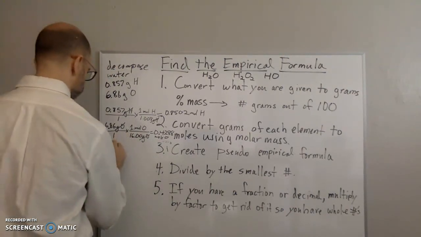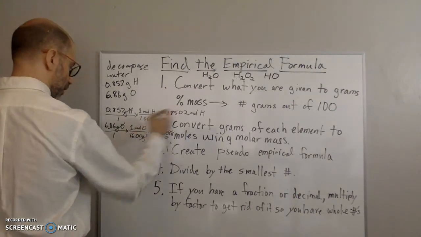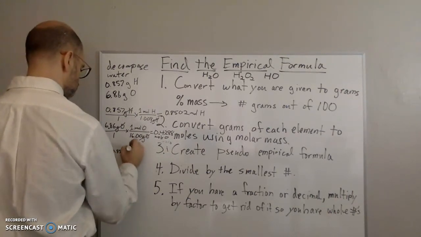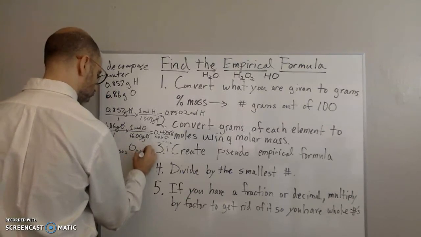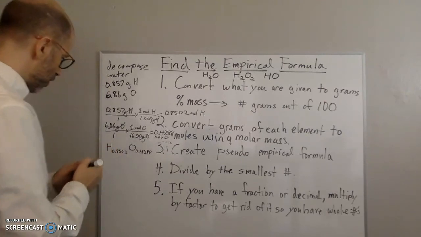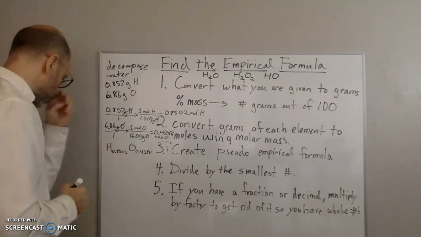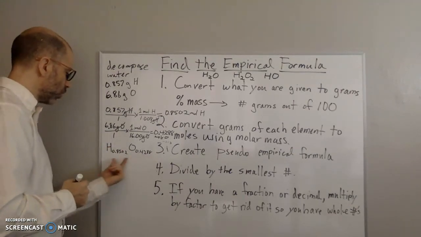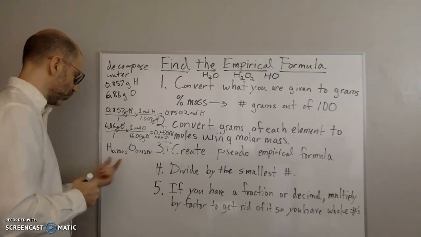I'm going to write my pseudo formula. So here I'm going to write H, and I got 0.8502, and oxygen is 0.4288. Okay, so now obviously these are ugly numbers. I want whole numbers. So what I'm going to do now is divide by the smallest, so I can try to get a whole number ratio. I'm going to get a ratio between these two.